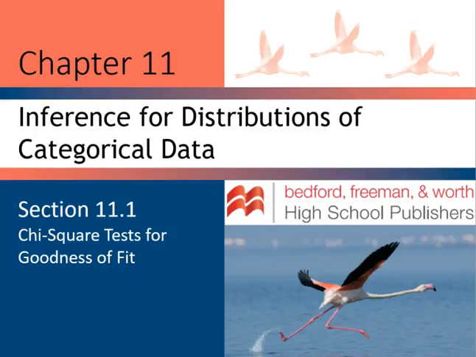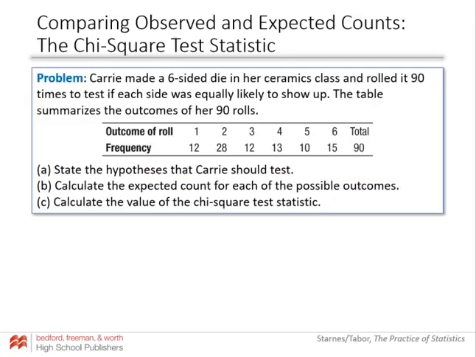11.1, we're going to look at a chi-square test for goodness of fit. Okay, so the example we're going to look at is Carrie made a 6-sided die in her ceramics class, and she rolled it 90 times to see if each side was equally likely to show up. On a regular die, that's what it would be, but since she was making this herself, she wanted to see if she got it weighted and shaped correctly so that each side is actually equal.